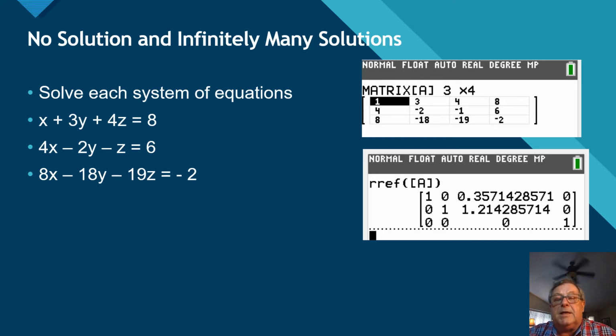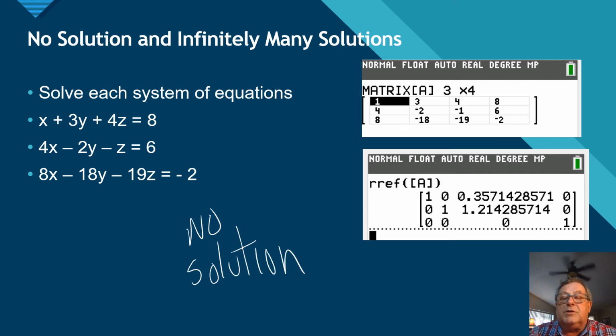Now, let's think about that. If x is 0 and y is 0 and z is 0, just like in the first one where it said equals 0, well, that would be true. But 0x plus 0y plus 0z cannot equal 1. And so therefore, this is simply a no solution.